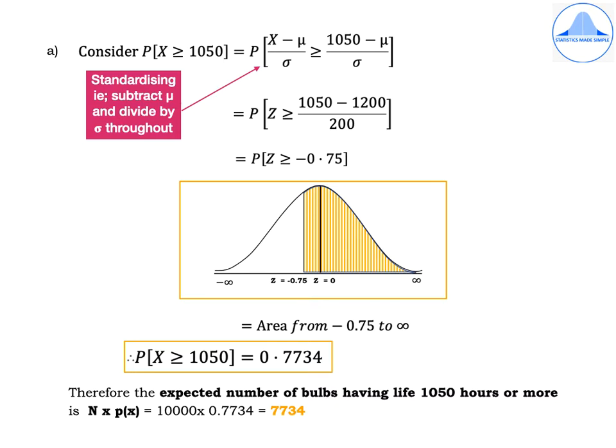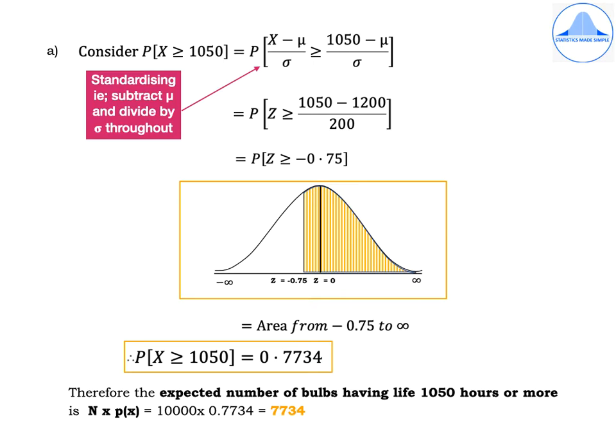Starting with the first subdivision, they have asked us that in a lot of 10,000 bulbs, how many bulbs are expected to have life 1050 hours or more. So before we find out the expected number of bulbs, we need to find out the probability of bulbs having life 1050 hours or more. So start the first subdivision by considering probability of capital X greater than or equal to 1050.